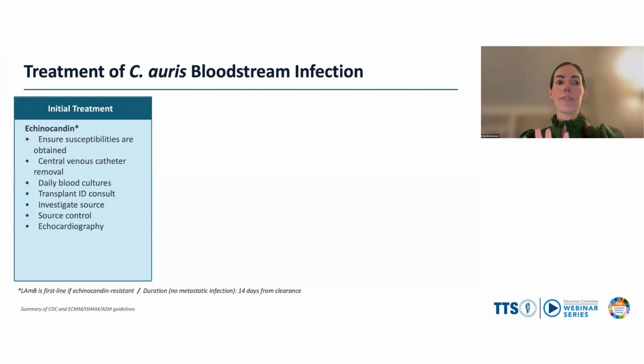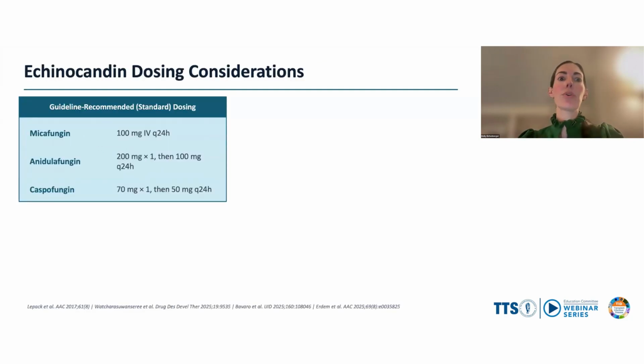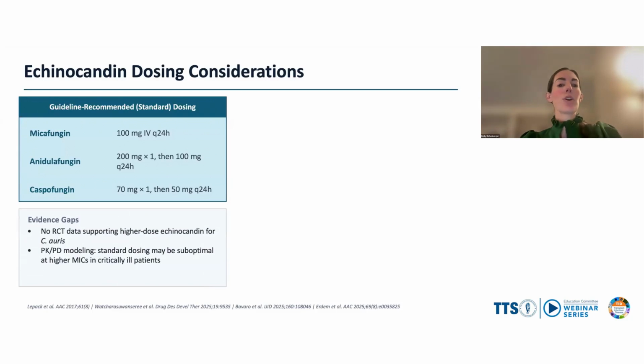I'm going to take a brief detour from the treatment algorithm just to think through some echinocandin dosing considerations, as this is something that frequently comes up when I'm on the wards. So the guidelines recommend standard dosing of echinocandins for Candida auris infections, and there's no randomized controlled trial to support pushing the dose higher in echinocandins for Candida auris. However, PK/PD modeling studies show that standard dosing of echinocandins may not be optimal at higher MICs or in critically ill patients or those with altered clearance.